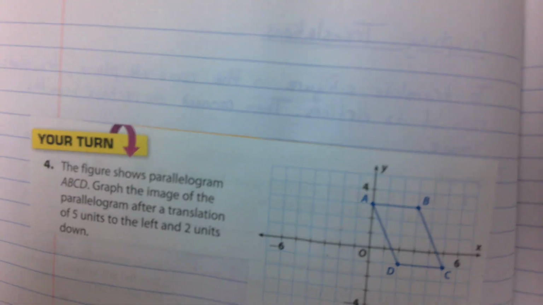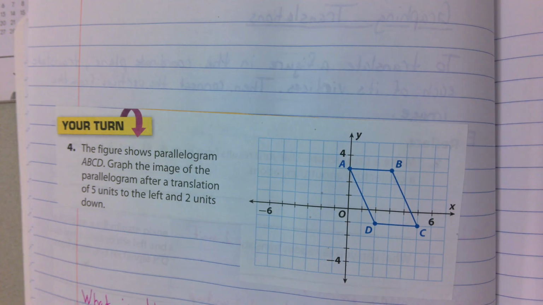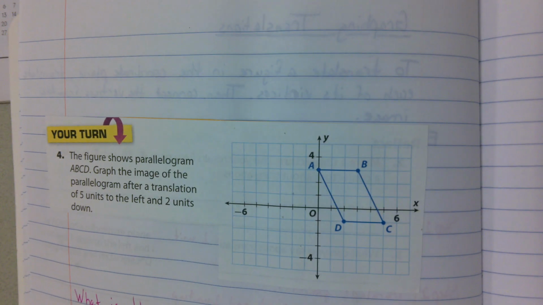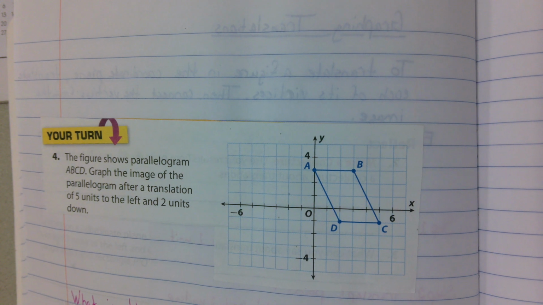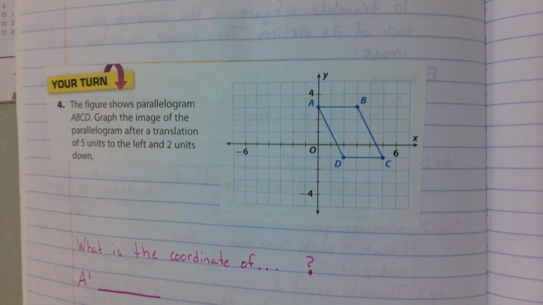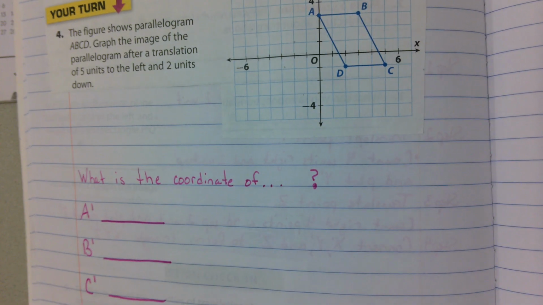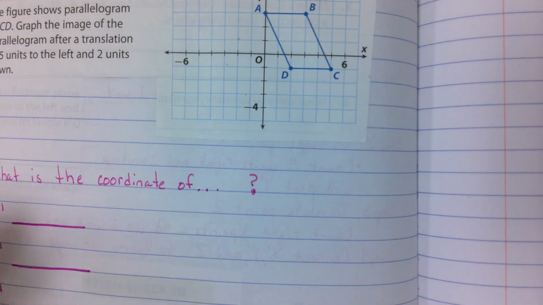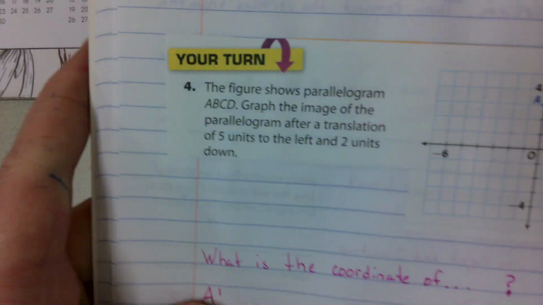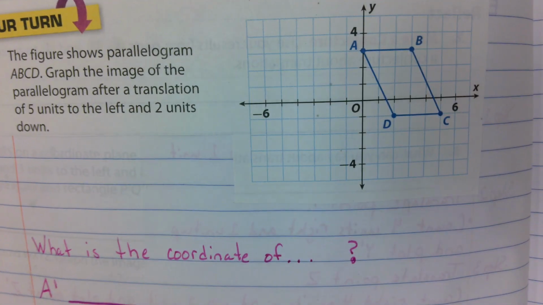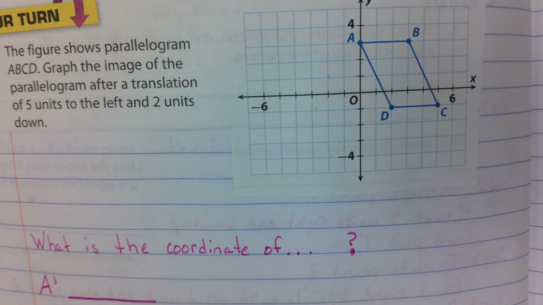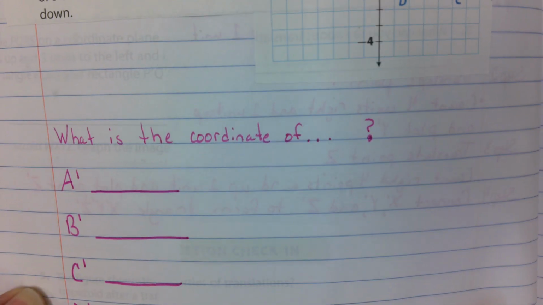All right, I've got a your turn for you. The figure shows parallelogram ABCD. Graph the image of the parallelogram after a translation of 5 units to the left and 2 units down. So you're gonna have to sketch this. And then once you do that, I want you to tell me what the coordinate of A prime is, and B prime, and C prime, and D prime.